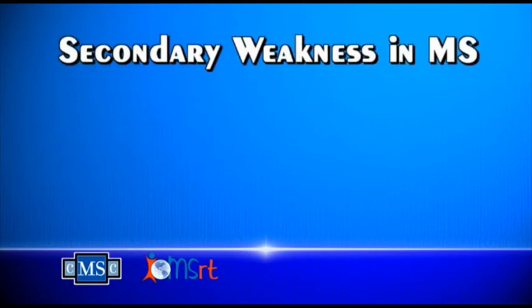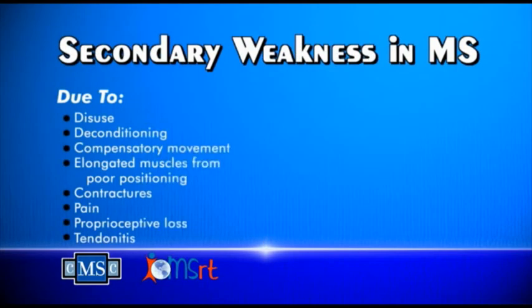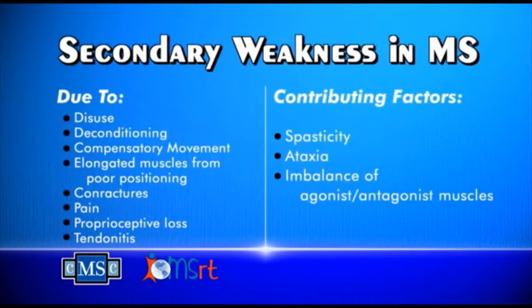We also have secondary weakness in multiple sclerosis, and this is most often due to disuse, deconditioning, and development of compensatory movement. This occurs when the individual is challenged with primary weakness and as a result starts compensating their motion by using other muscle groups. Certainly from poor positioning, we can see muscles that are elongated and become weak. We see the development of contractures with soft tissue changes in the muscles. Unfortunately, sometimes the occurrence of pain, proprioceptive loss, and tendinitis. All of these contribute to the patient not utilizing their muscles appropriately.